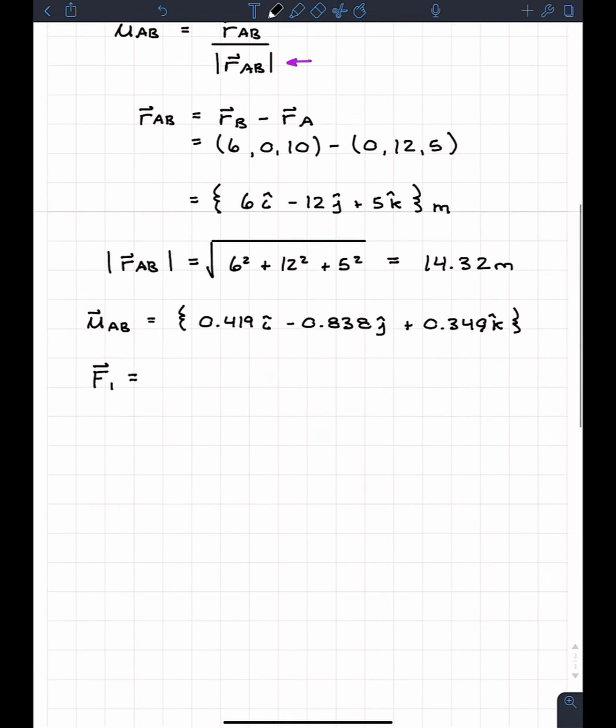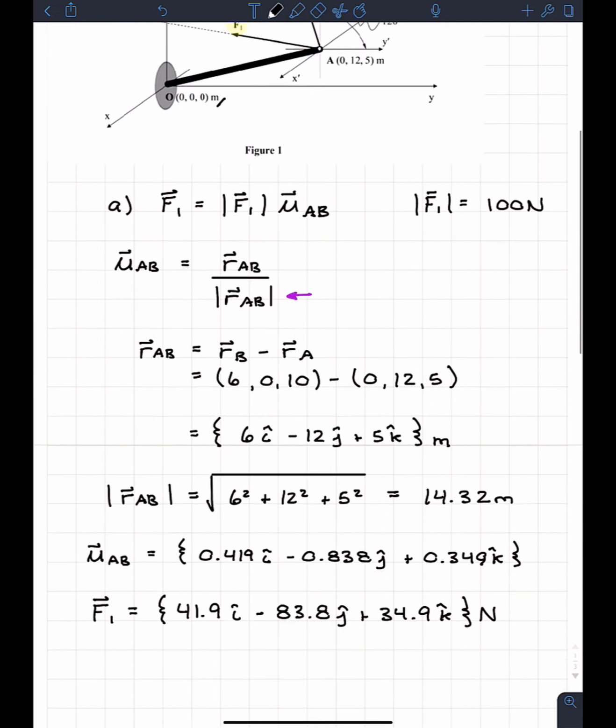All we have to do is multiply each one of those components by the magnitude, which in this case is 100 newtons. So what we're going to do is we're going to get a force vector of 41.9 I minus 83.8 in the j, and then plus 34.9 in the k. And remember, since we multiplied everything in that vector by something that is units of newtons, this will now have units of newtons. So that's the first case.